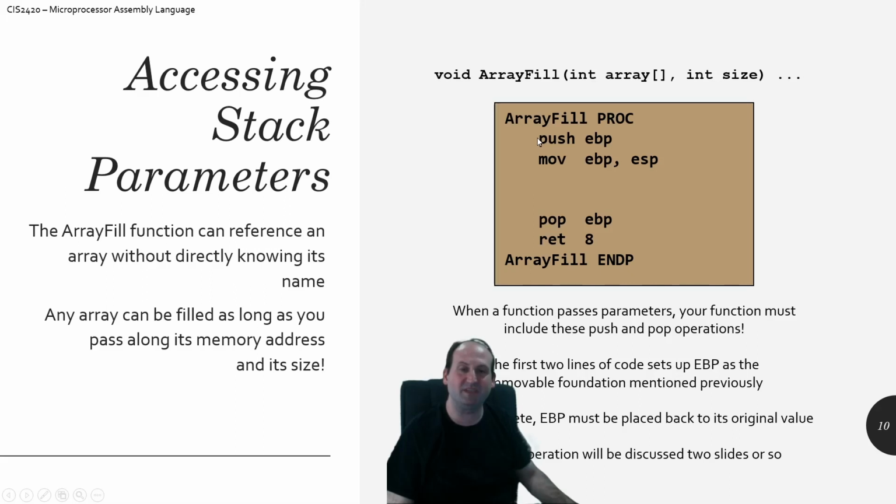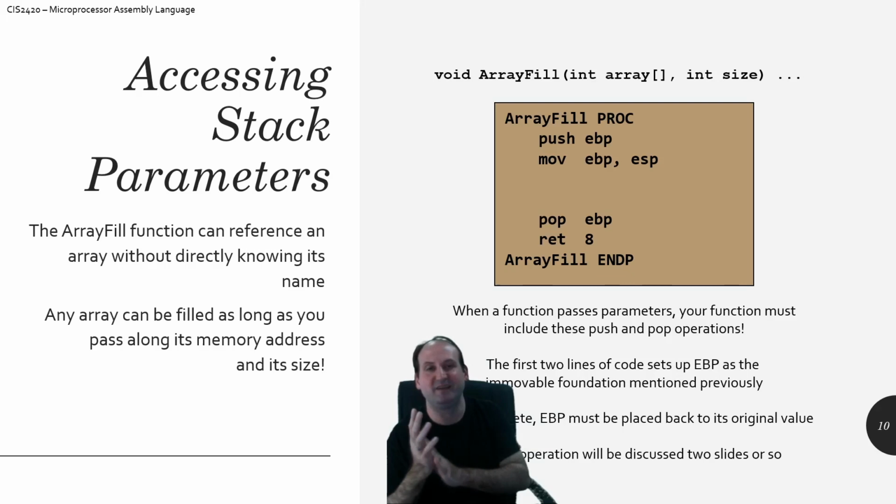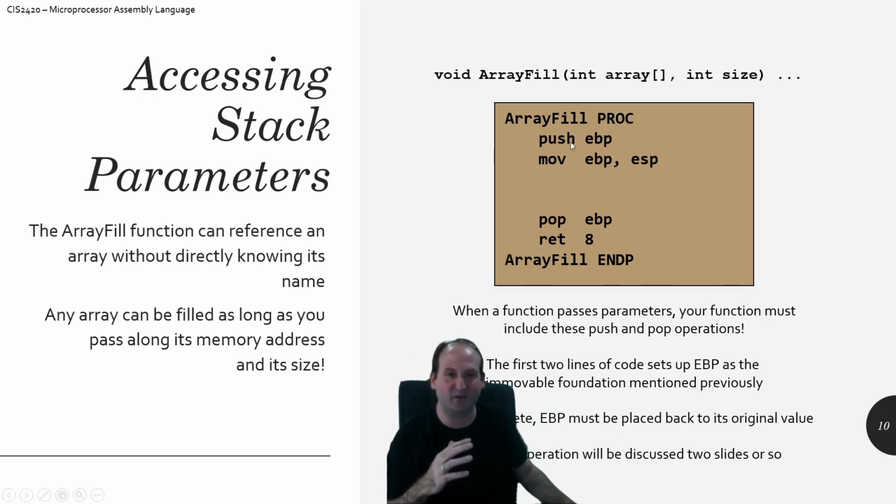But you see push EBP, move EBP, comma ESP. What we're doing is we're blowing out the EBP register, but we're keeping it so we can put it back to how it was when we're done, right? That's the whole point. Push here, pop here, right before we return out of the function. And the reason for this, of course, is EBP and ESP. These are the pointers for the stack, base pointer, stack pointer.